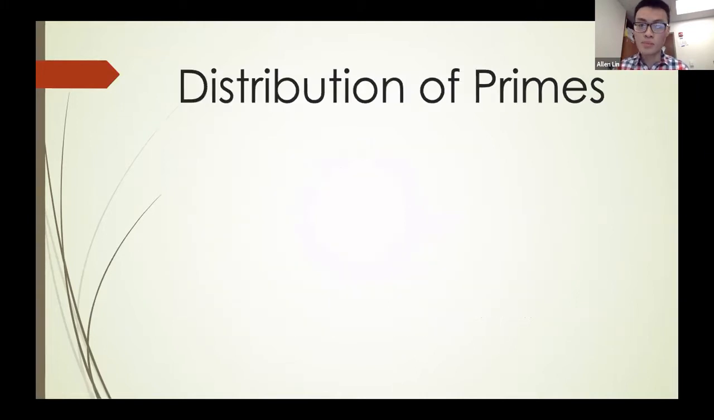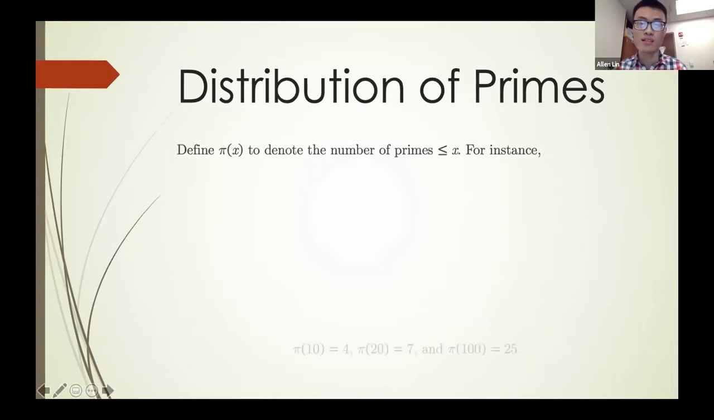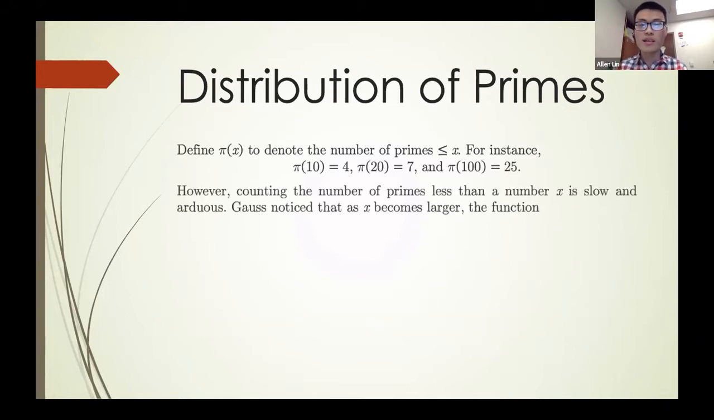Since there are infinitely many primes, we want to see how many primes are less than a number. So we define this function pi of x to count the number of primes less than x. For example, pi of 10 is 4 because there are only 4 primes less than 10: 2, 3, 5, and 7. Likewise, pi of 100 is 25. But let's say we want to count the number of primes less than 1,000,000. Counting all those primes will be very tedious.